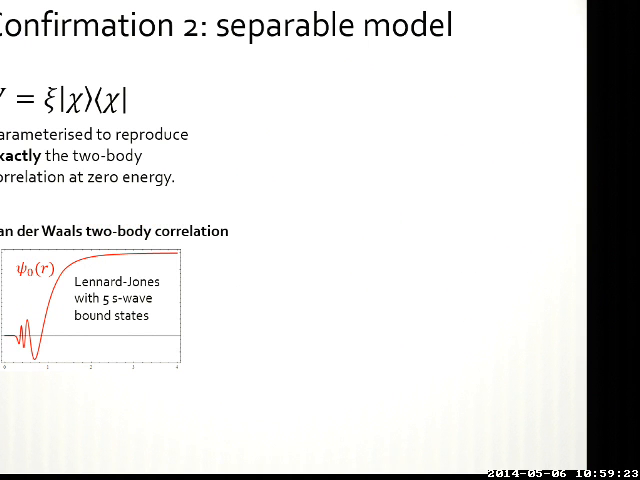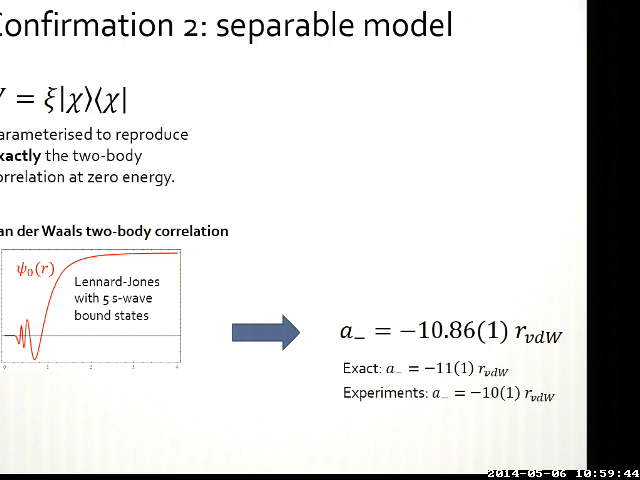So let's look at the results. For example, this is the zero energy two-body wave function for a Lennard-Jones potential with 5 s-wave bound states. I use this as an input in this separable potential, then do the three-body calculation, and I get A minus, which is minus 10.9 times the van der Waals length. That compares reasonably well with the exact calculation I showed before, and also the experiments.